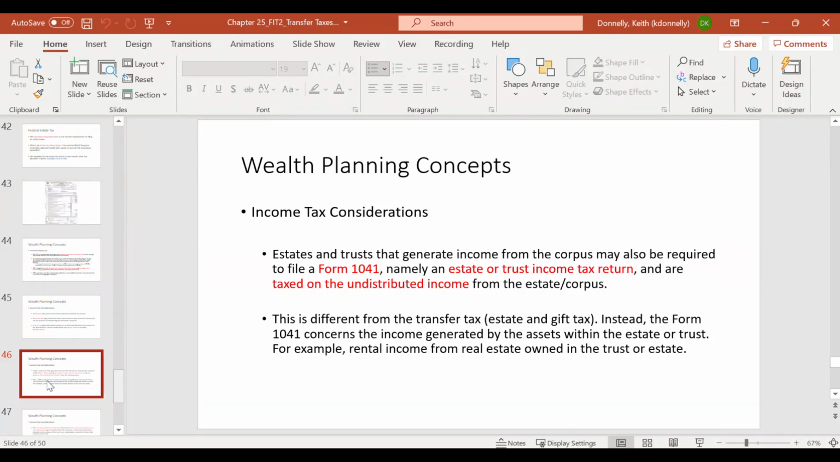The rental property generates rental income. And to the extent you don't distribute that rental income out, there will be income that's sitting in this trust that there has to be income tax paid on. So the trust itself would have to file an income tax return. It's just like when we said the estate potentially would have income that it has to pay tax on.